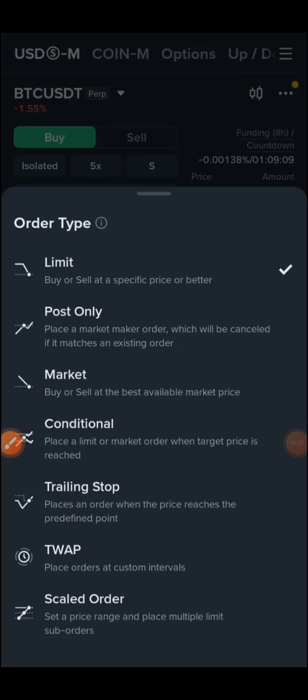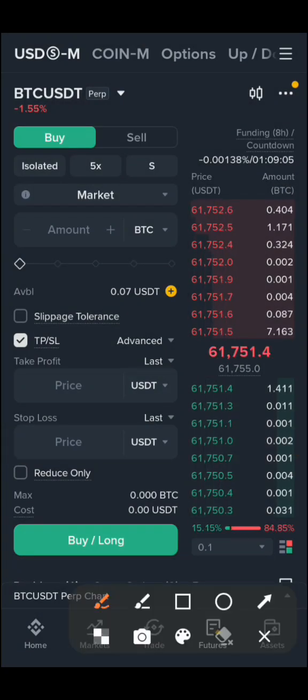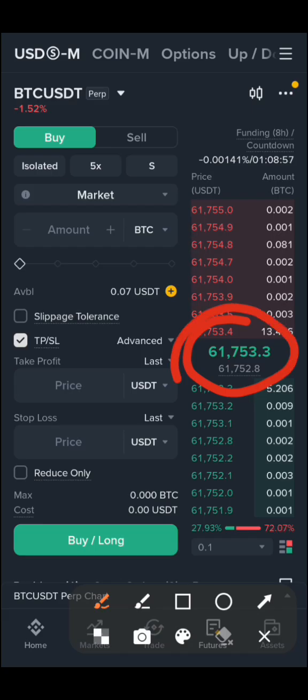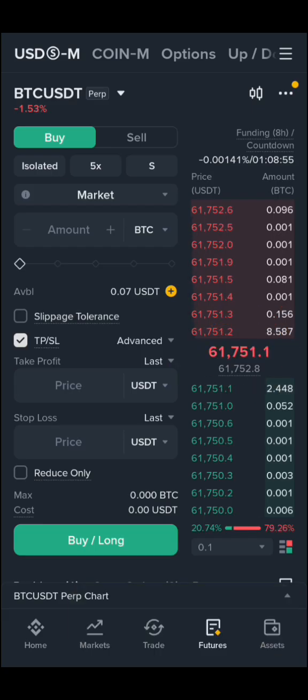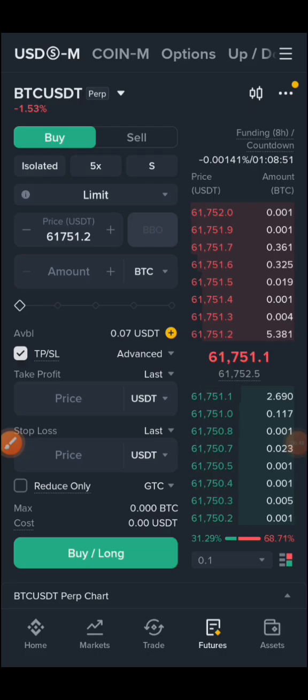Now again, on the market order, you don't need to add a price like with the limit order. You just go with the market price right here. But with the limit order, you can set a pending order, as you can see. For example, I'm going to use limit order.